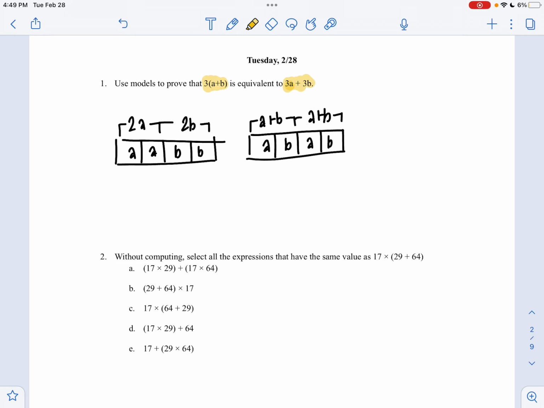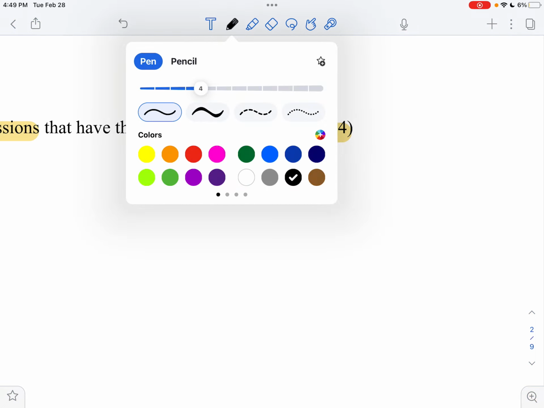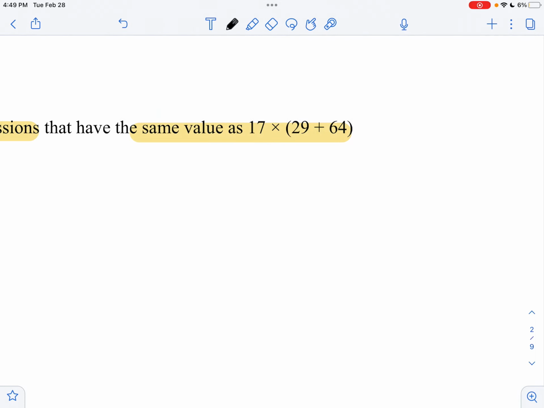In question 2, you're asked to select all of the expressions that have the same value as 17 times (29 plus 64). Let's take this opportunity to do a basic review of the distributive property. In class, we've been learning that this form is called the factored form. Factored form is when we have a number outside the parentheses that we're multiplying by both terms inside the parentheses.